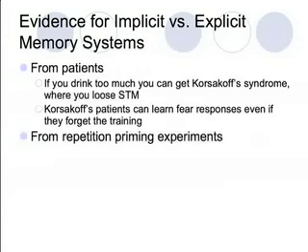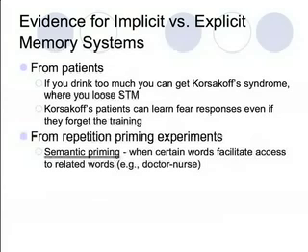There's evidence to separate implicit versus explicit memory systems from repetition priming. So semantic priming is when certain words facilitate access to related words. For example, doctor primes nurse. If you hear the word doctor, oftentimes the next word a person is asked for will be nurse. If I say the word peanut butter, the first word that probably pops into your head is jelly, because peanut butter primes jelly. They're frequently associated and they have related meanings and purposes.